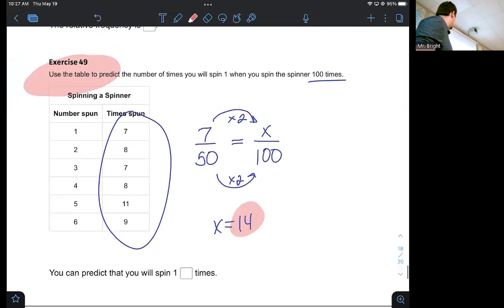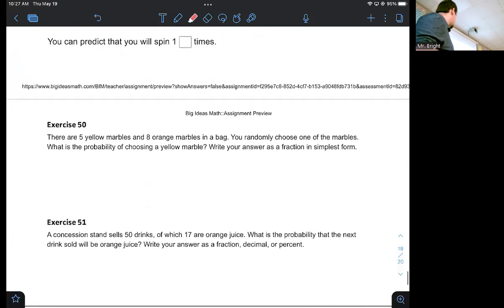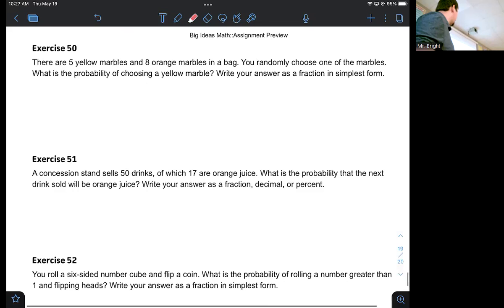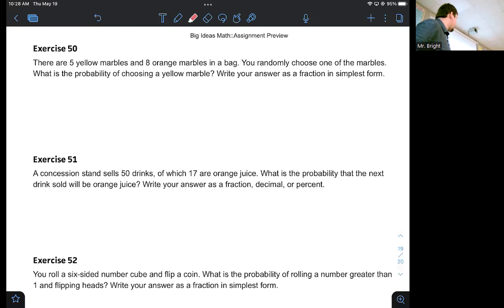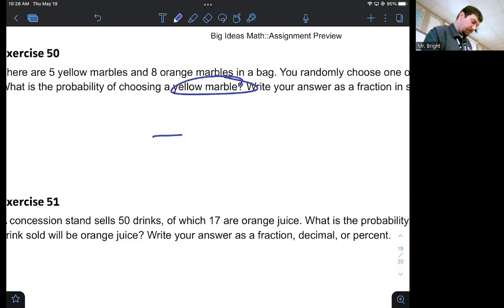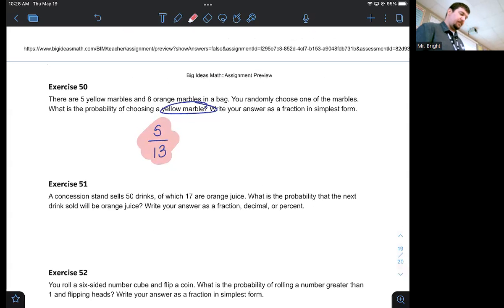Number 50. Number 50 says there are 5 yellow marbles and 8 orange marbles in a bag. You randomly choose one of the marbles. What's the probability that you'll choose yellow? How many marbles are we choosing? 1. How many fractions do we need? Just 1. This is simple probability. 1 fraction. And I'm choosing a yellow marble. So how many yellow marbles are there? 5. And how many total? 13. Does that reduce? All right, then that's my answer. Simple probability.